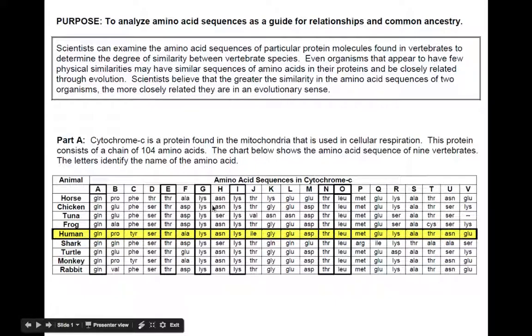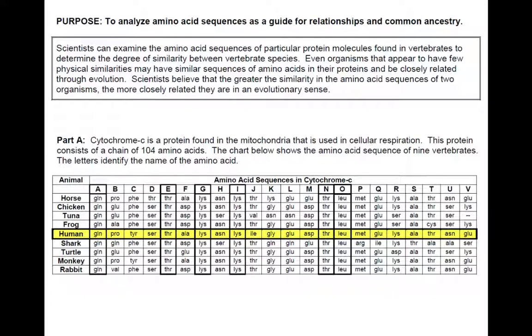And so if you look, each of these columns is a specific location within the sequence of the amino acids for cytochrome C. And there are a few of these columns where, if you look, every single amino acid within the column is actually the same. And so we can just skip over those because there's no deviation from the human sequence.